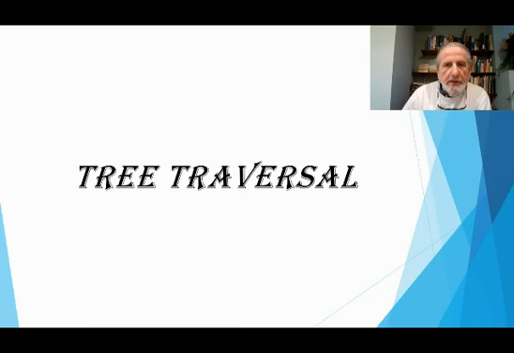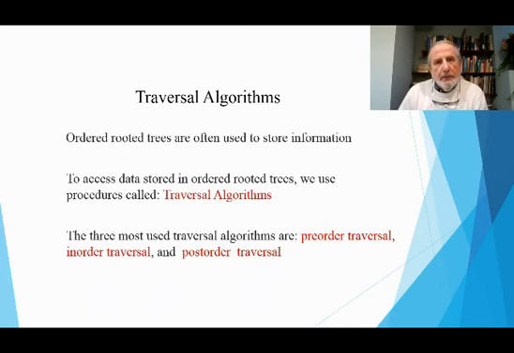Tree traversal. Usually, ordered rooted trees are used to store information. And to access the information, you need some procedures. These procedures are called traversal algorithms. The most used ones are preorder traversal, inorder traversal, and postorder traversal. And I will try to cover these three different algorithms in this short video.